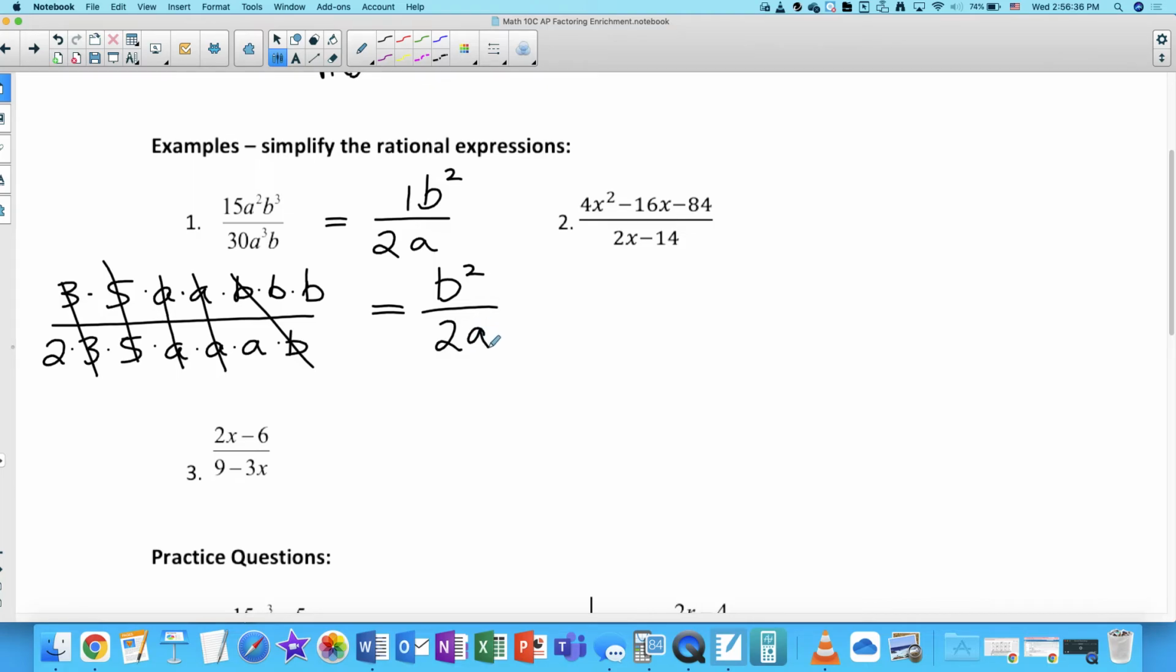Okay, so you've already done a little bit of this when we looked at our exponent laws. Now, one thing, though, is that non-permissible values always apply to the original expression. And so if you cancel out something that would lead to a non-permissible value, you have to state those at the beginning before you start canceling.